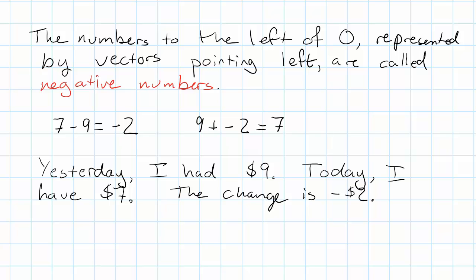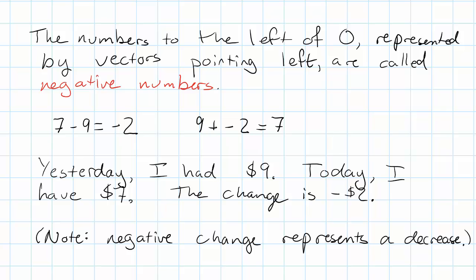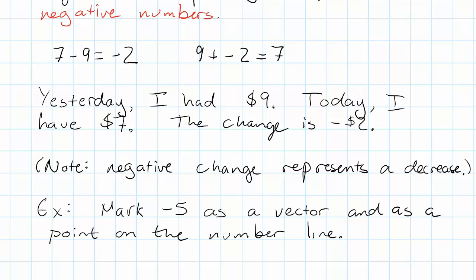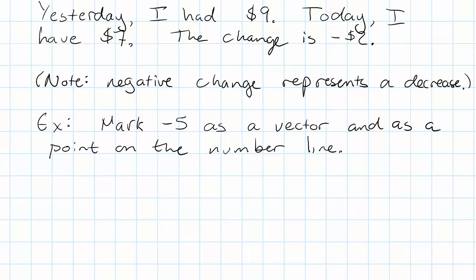Note that negative change, then, represents a decrease. When the quantity goes down, we say we saw a negative change. Let's say just a couple words about these vectors pointing to the left. Let's think about negative 5 as a vector and as a point on the number line.